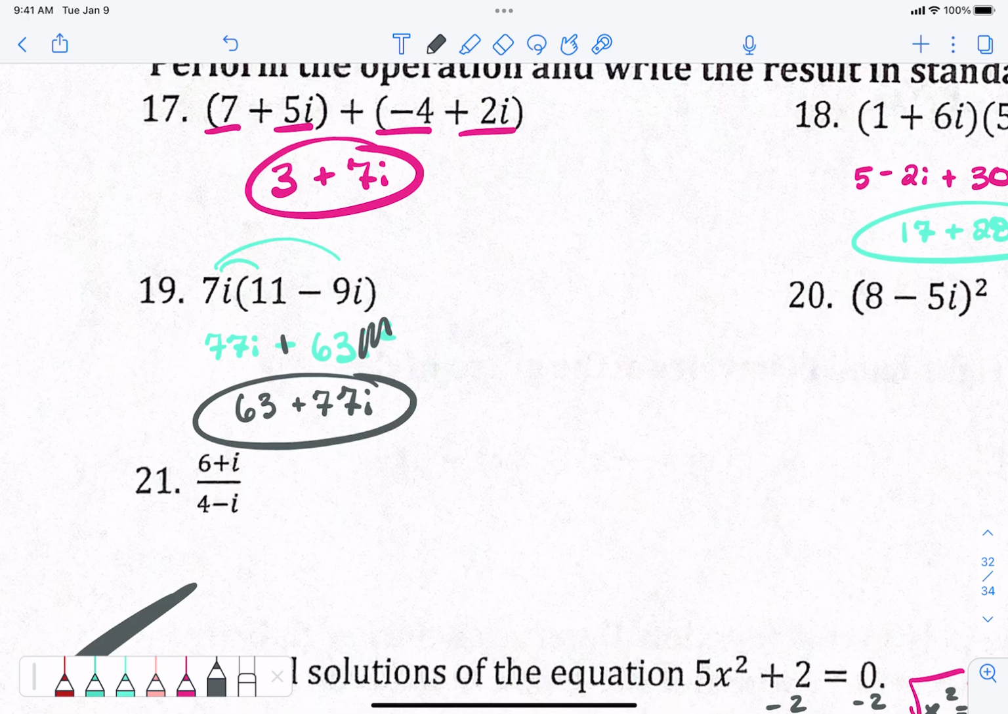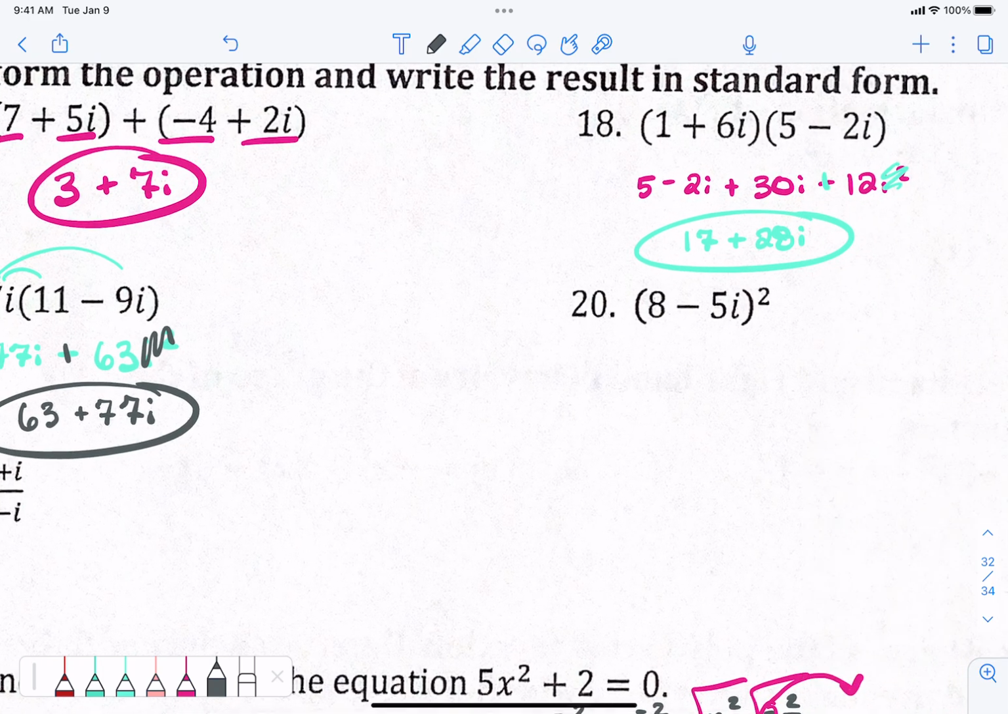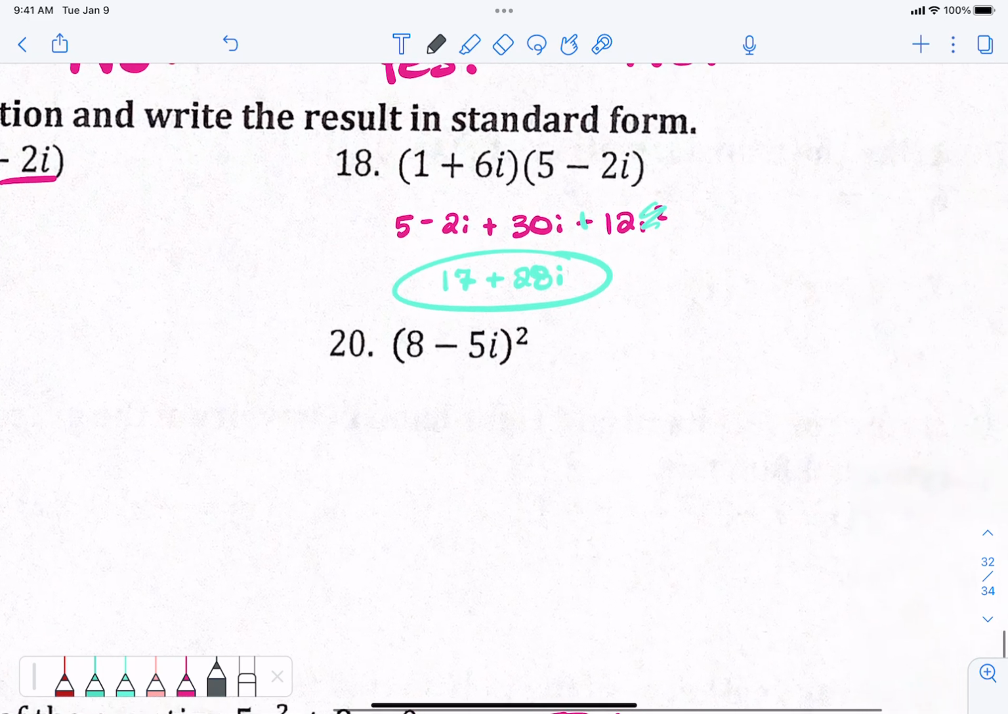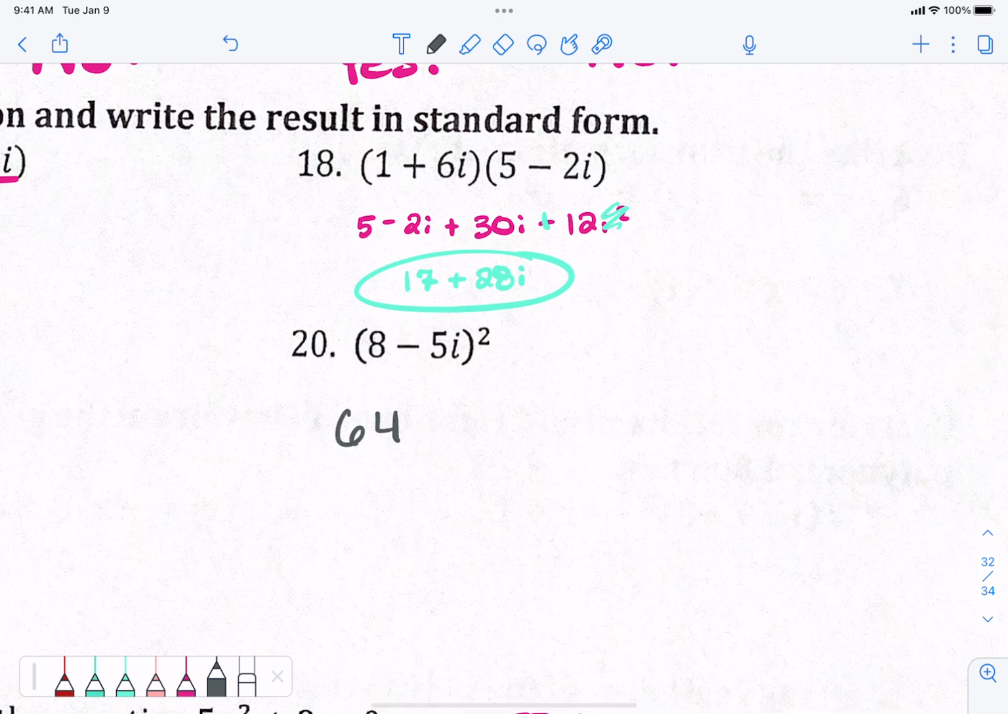Okay, 20. How do you do this? Foil. Don't you dare. 64 minus 25i squared and call it a day. That doesn't work. You foil. I had a professor in college that called that the freshman's dream, because all freshmen came into college thinking that you could just distribute the 2 through. Nope. You got to write it out twice in foil.